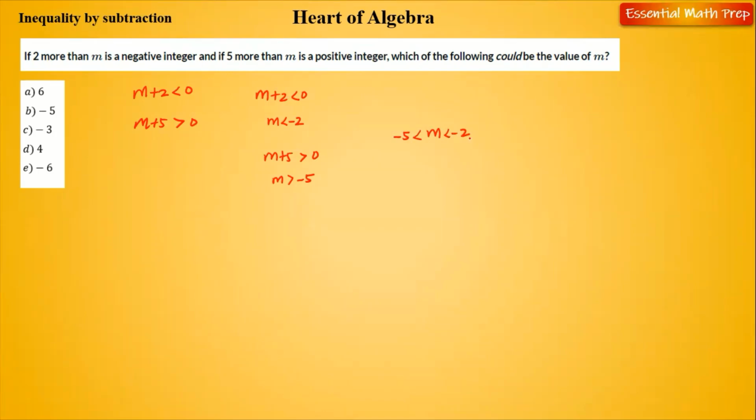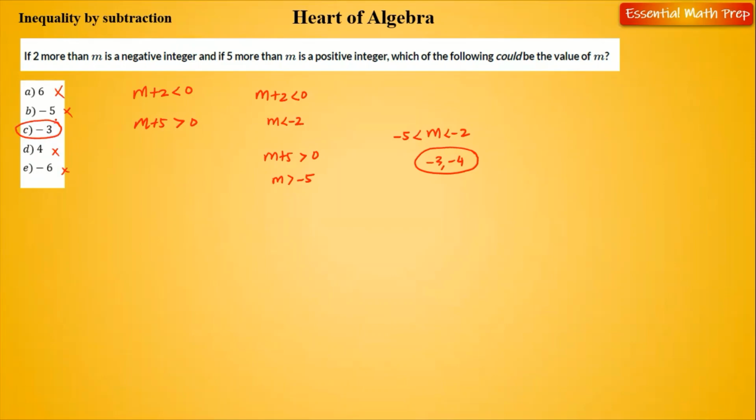What are the integers between negative 2 and negative 5? It's negative 3 and negative 4. These are the only two possible integers that can be found within this range. If you use this knowledge and go back and figure out which of these answer choices are possible for the value of m, you can eliminate all of these but negative 3.